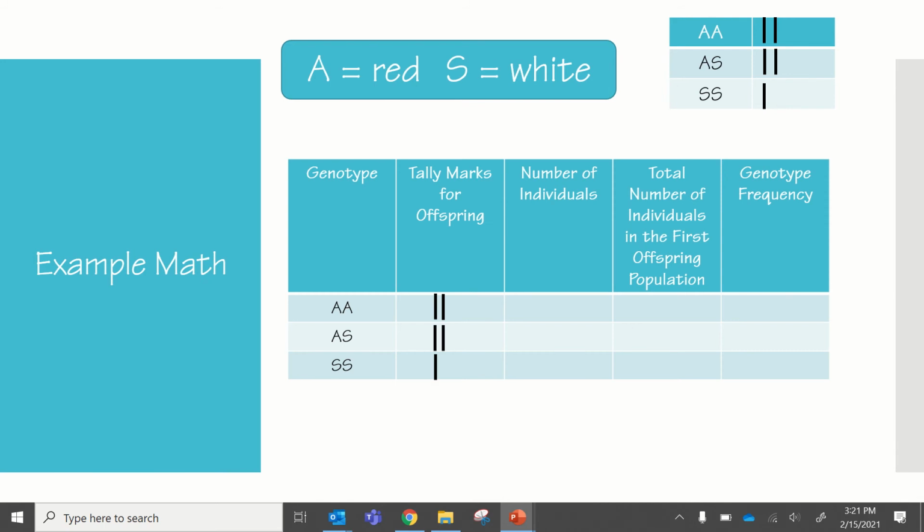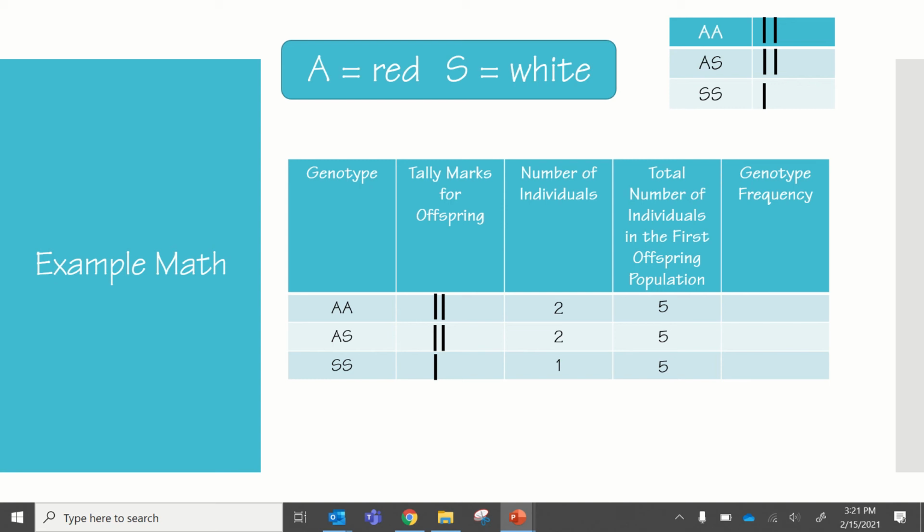So for your math, you'll fill your tallies in. You'll count the number of individuals. So, for example, we had 2 that were AA, 2 that were AS, and 1 that was SS. For you, yours is going to total to be 60, but since I did our little small demo of just 5, mine's going to only equal 5.